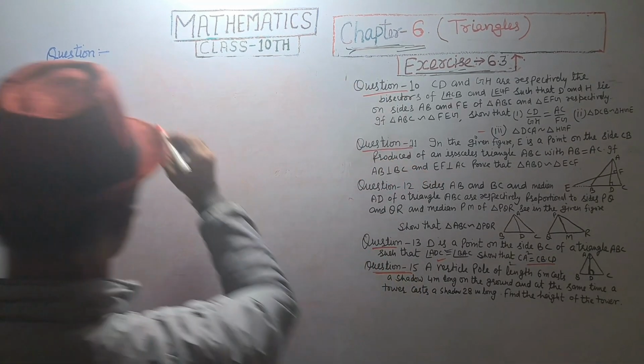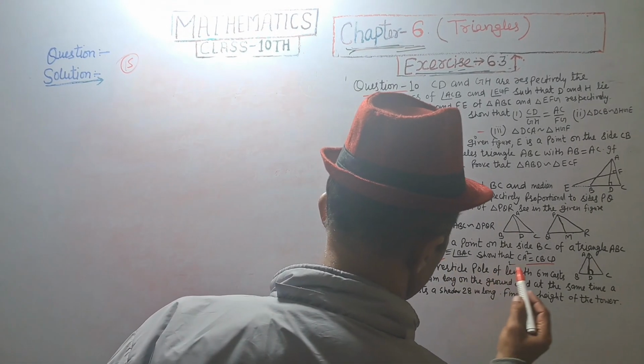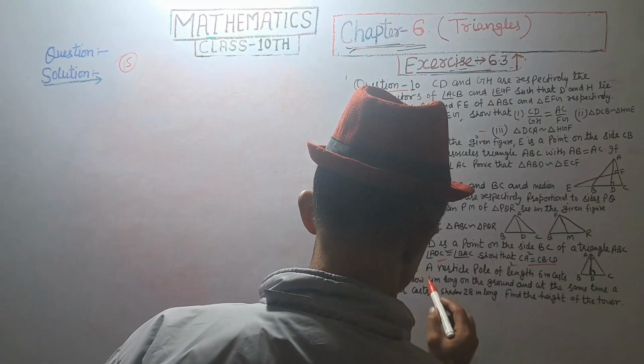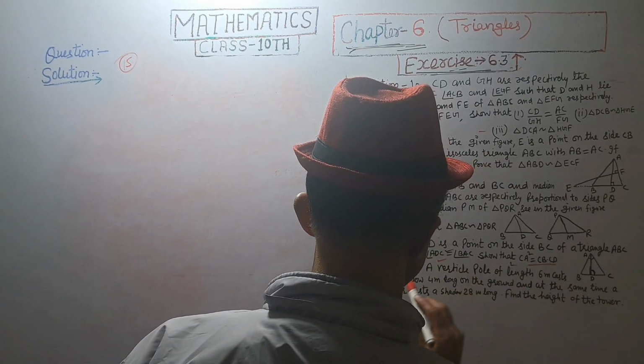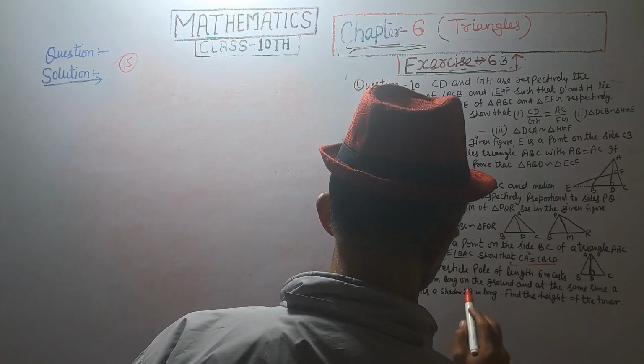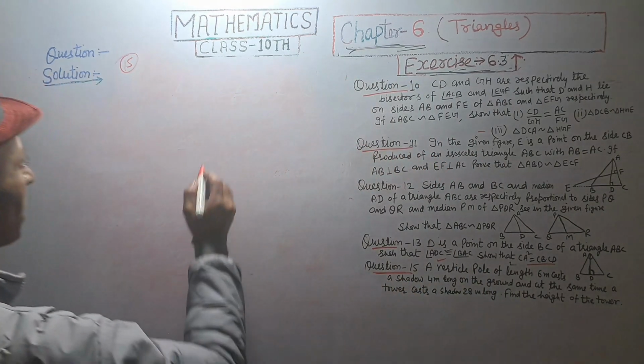Question number 15. A vertical pole of length 6 meter casts a shadow 4 meter long on the ground, and at the same time a tower casts a shadow 28 meter long. Find the height of the tower.